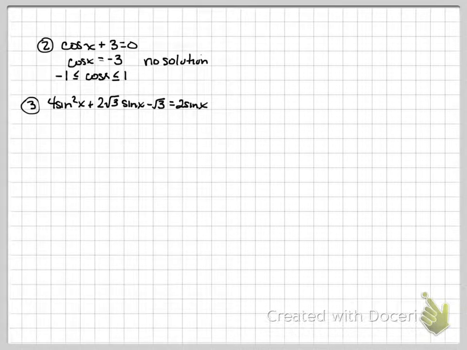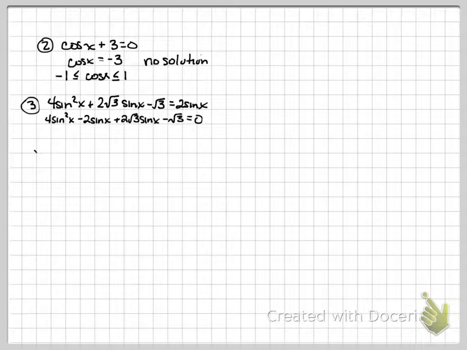Okay, so we have the equation 4 sine squared x plus 2 square root of 3 sine x minus square root of 3 equals 2 sine x. Before you freak out, it's not that bad. I know you're looking at all the square roots and you're probably thinking, no. Don't freak out. First thing we want to do is just move everything to one side. And I'm going to rearrange this a little bit and put the 4 sine squared x first, minus the 2 sine x, plus the 2 square root of 3 sine x, minus the square root of 3, to make it equal 0.